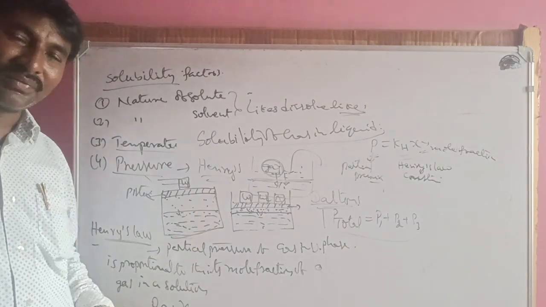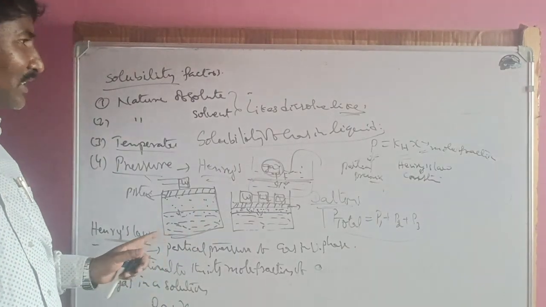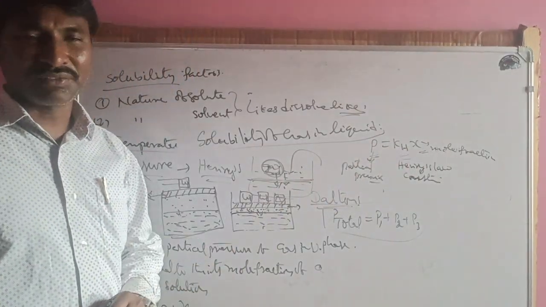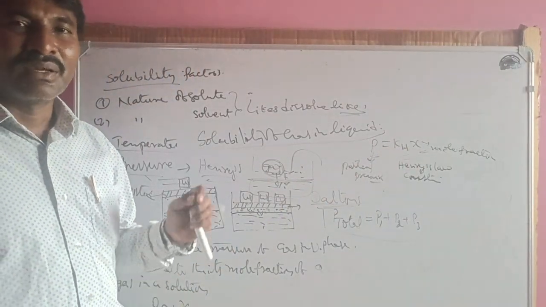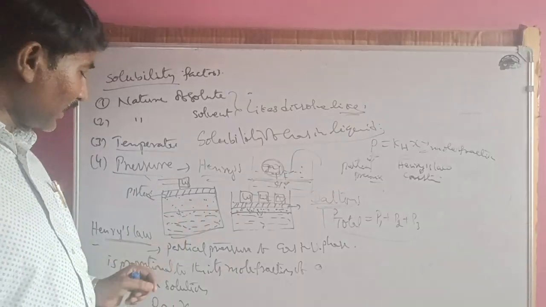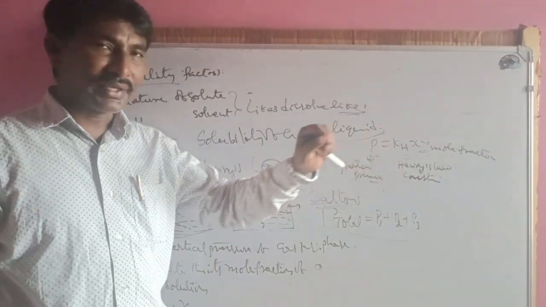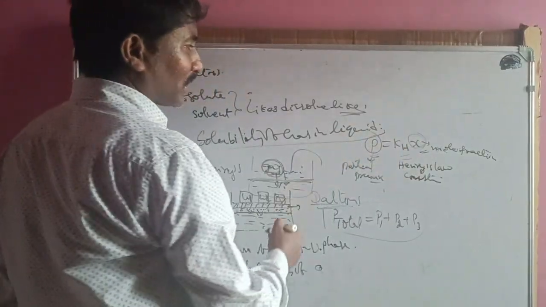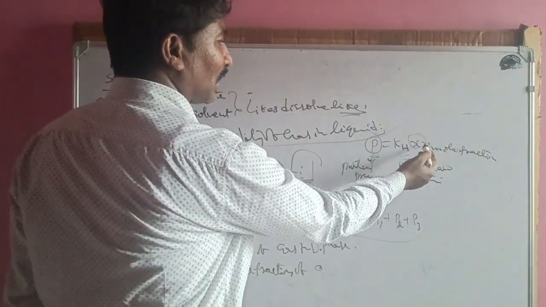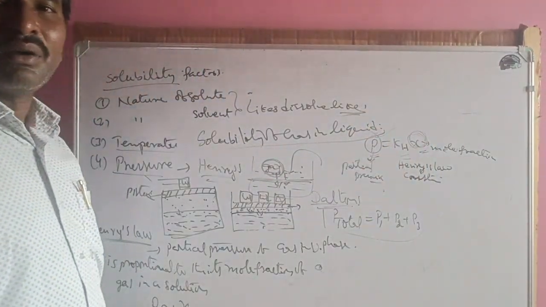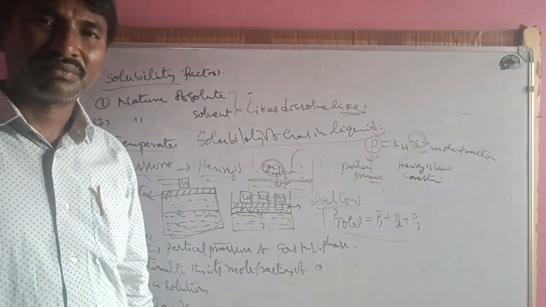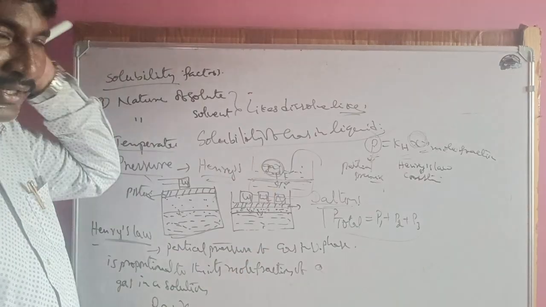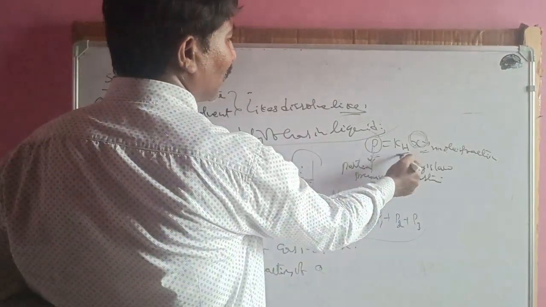This is Henry's law. Henry explained the relation between the partial pressure and the mole fraction of the gas. Mathematically, P equals KH into X. So this X is the solubility, and this P is the partial pressure. Solubility is directly proportional to the partial pressure of the gas present above the surface of the liquid.